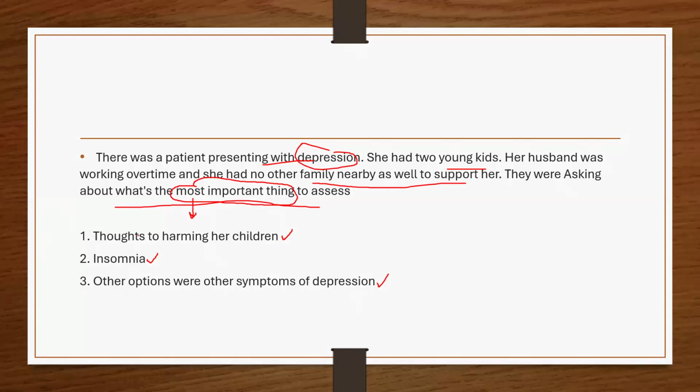Okay. So out of these 3, thoughts of harming her children would be the most important thing to assess, because if you don't assess that and send her away, she might be having suicidal thoughts, killing herself as well as her children and die. Okay, so because she has depression, this is the most important thing to assess in this case. Okay, all right.